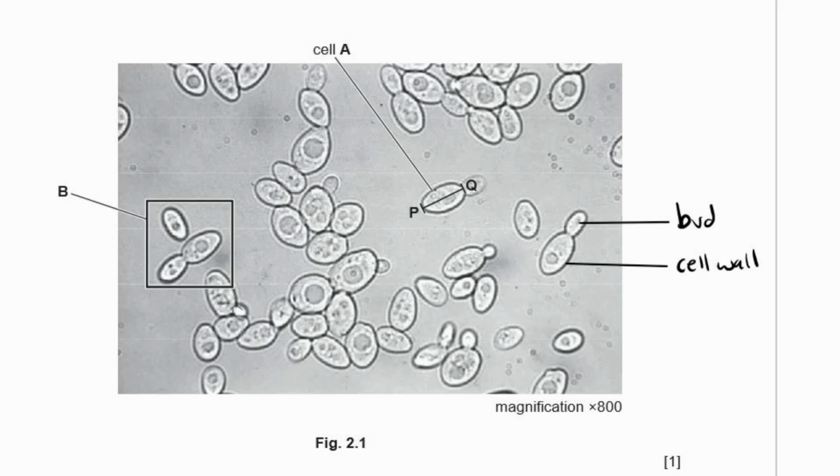P and Q are not label lines. They're not labels. They are measurement points. So they don't follow the same rules. But you always draw your label lines with one straight line, and you make sure that the lines don't cross. If you drew the cell wall as a line across the bud line, that would be wrong. They might not take a mark off it at this level, but they might. So you don't want to risk it.